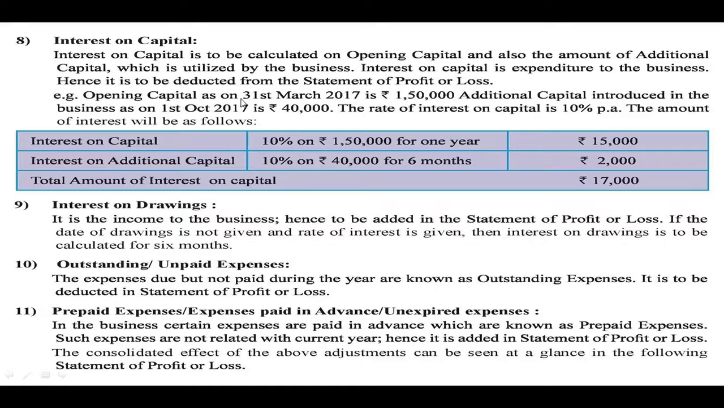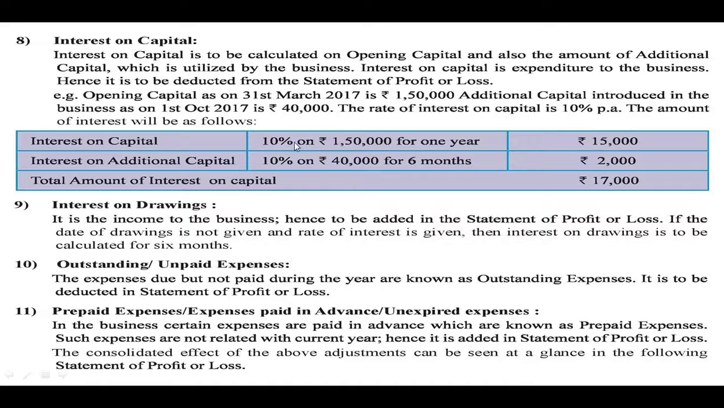Now this is the beginning capital, opening capital. Though they have given the date 31st March 2017, it means the new accounting year starts on 1st April 2017. And on that day the opening capital was 1,50,000. Now this accounting year, which starts on 1st April 2017, ends on 31st March 2018. So here the interest on opening capital is to be provided for 12 months.